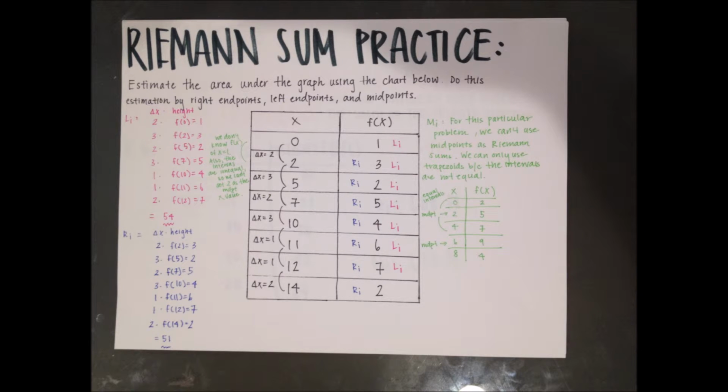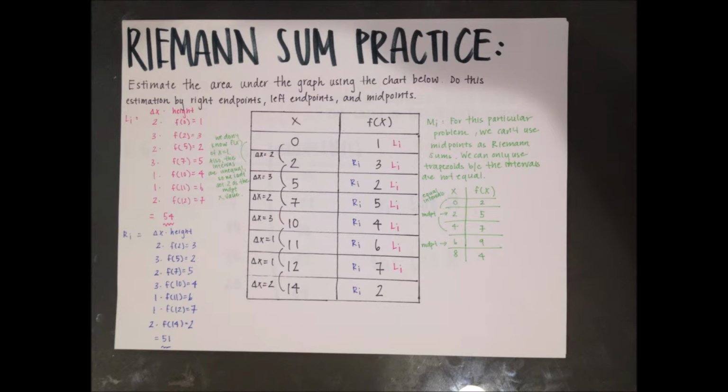This problem also utilizes Riemann sums to solve the area under the curve, but is now a tabular-based problem instead of a graph-based problem. Estimate the area under the graph using the chart below. Do this estimation by right endpoints, left endpoints, and midpoints.